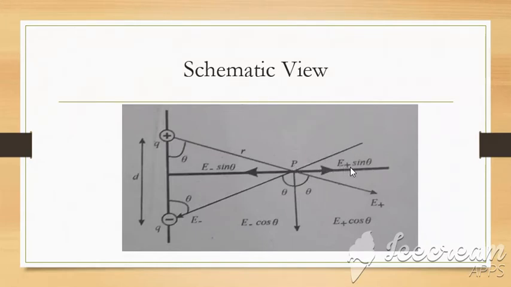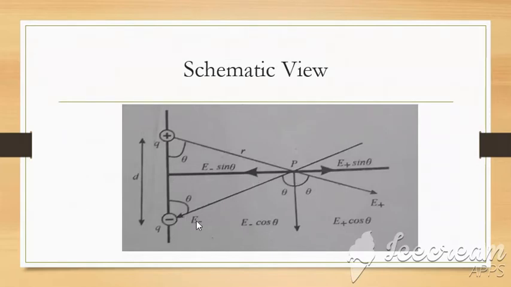This is E plus sine theta component, and you can also note this direction, this is outward. Then, by considering cos theta components due to this E positive, its cos theta components are along the z axis. Further, let us consider this one, E negative.